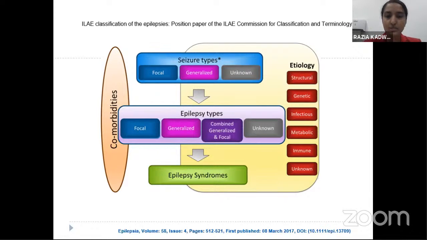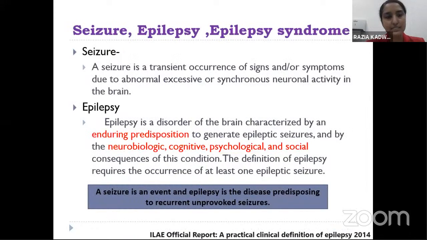So for the beginners, you must understand that seizure is different from epilepsy, and epilepsy is different from epilepsy syndromes. A seizure is an event where there is a transient occurrence of signs and symptoms because of abnormal, excessive, synchronous electrical activity in the brain, whereas epilepsy is a disorder where the patient is predisposed to recurrent seizure episodes. So there's an enduring predisposition to have epileptic seizures, and epilepsy is not free of other side effects. It is associated with neurobiological, cognitive, psychological, and social consequences.